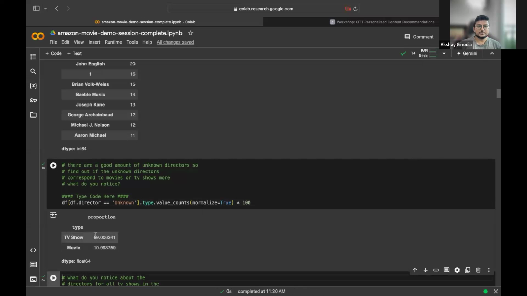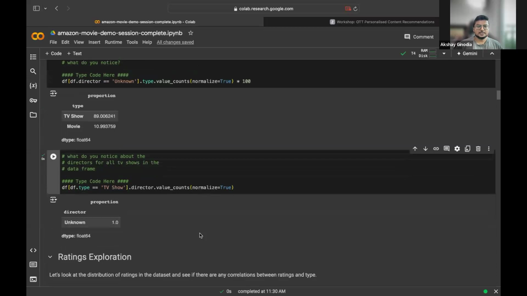So 89% of the TV show has director unknown, 10% of the movies have director unknown, or that's not the right language actually. The right language is, out of all the unknowns, 89% of them are in TV show, 10% of them are in movie. Okay, so unknown is heavily biased towards TV shows. So what the insight is, I do not know the directors more frequently in TV shows than movies.